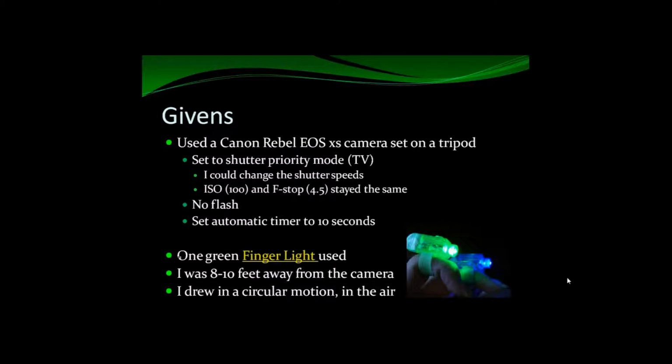I was able to set my camera to shutter priority mode, or TV, so that I could change the shutter speeds. And when I did that, it set my ISO, or film sensitivity, to 100 and my f-stop, or aperture, to 4.5. Those stayed the same throughout the whole experiment. I turned off my flash and I set my automatic timer to 10 seconds. The light I used was a green finger light, and I was about 8 to 10 feet away from the camera. And each time I took a picture, I drew in a circular motion in the air.